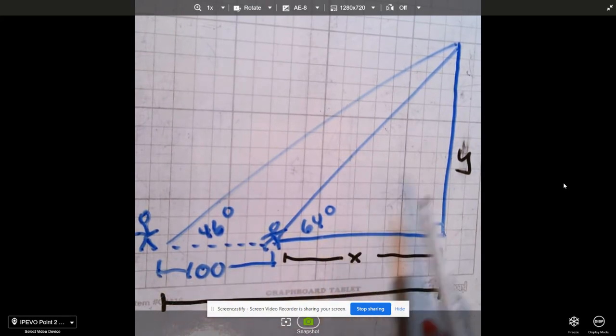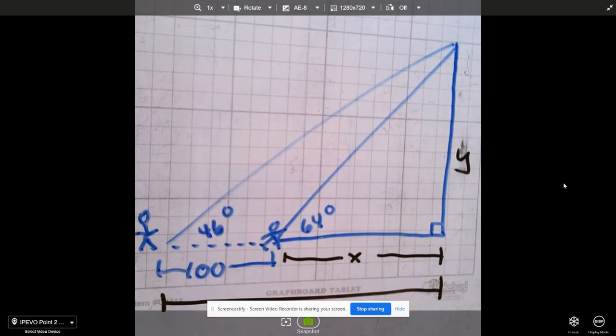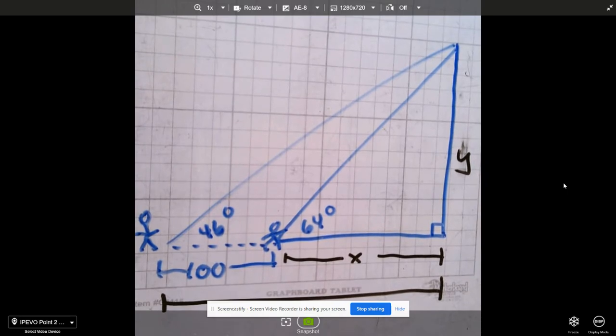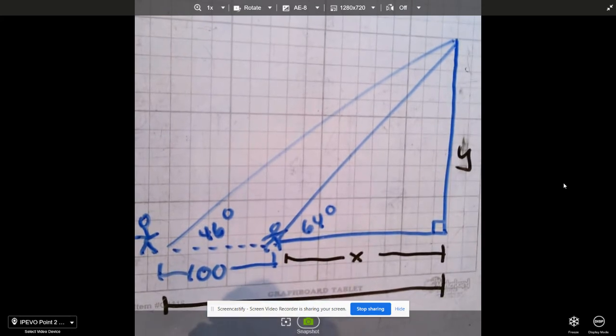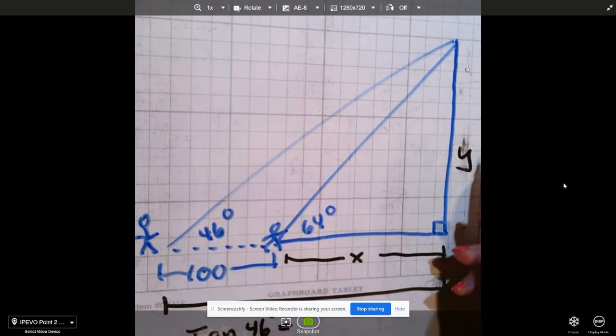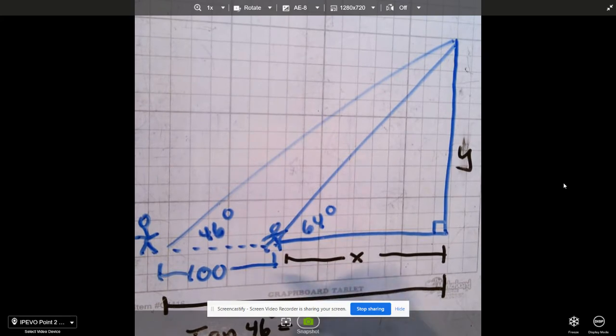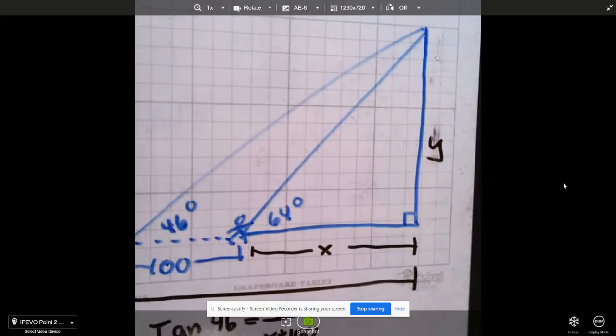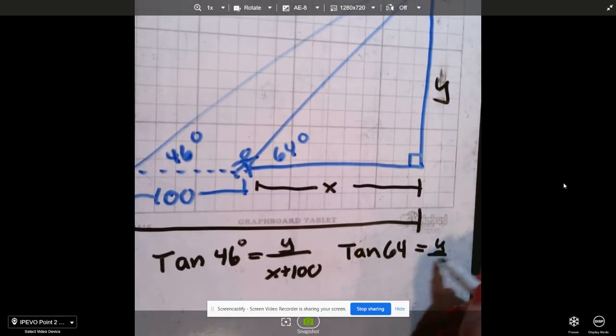So I can call this x, and I can call this y. It doesn't really much matter. And I want to know what his total distance is from the antenna. All right, so I can write an equation. I can say the tangent of 46 degrees equals the opposite over the adjacent, which will be y over x plus 100. And then I can also say for the little triangle, the tangent of 64 degrees is y over x, opposite over adjacent.